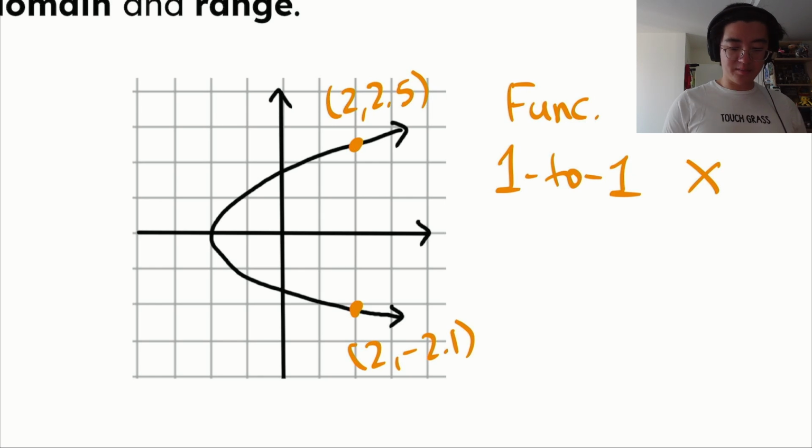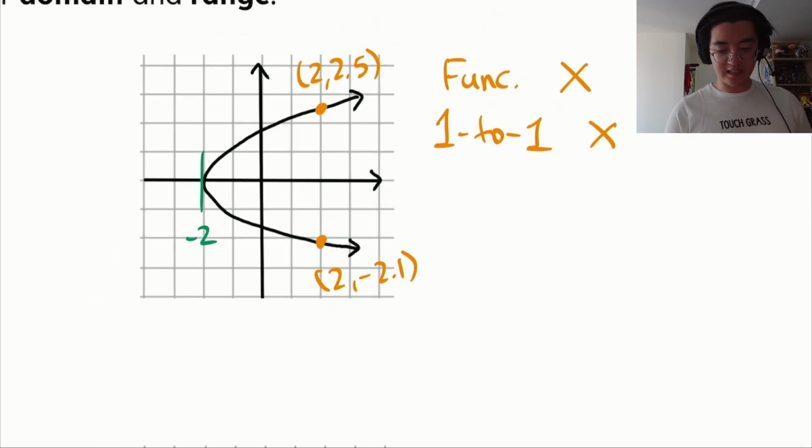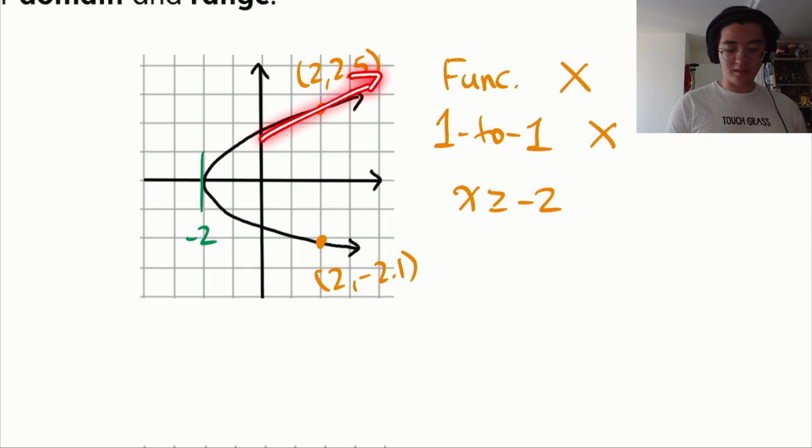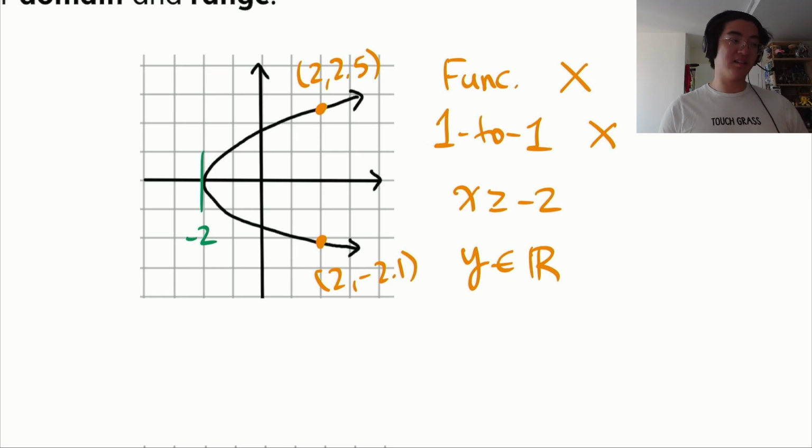All right, review time. Domain. What's the domain? What's the smallest value x can be? Right here. Biggest value x can be? That's infinite, those two lines go on to infinity to the right. So the domain is as long as x is bigger than or equal to negative 2. How about the range? With the smallest and biggest y value, because we know those two lines go infinitely, we can assume that the y values are all real numbers, because those lines extend to infinity.